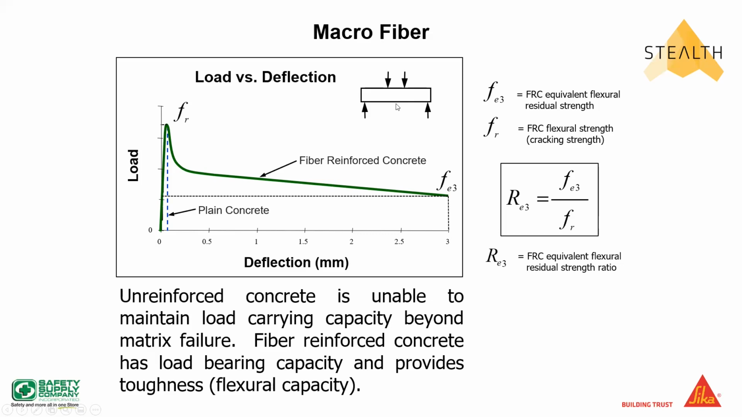Okay, we'll test it until it deflects 3 millimeters, but before it gets there, it cracks. So we're loading it, and right up here at this F sub R is where the concrete cracks. At that point, if there's nothing in it, this is what happens. It would come straight back down because concrete is strong in compression but weak in tension. So if there's nothing in there, no steel, no fiber, no nothing, then it goes up, it cracks, and then that curve comes straight back down.